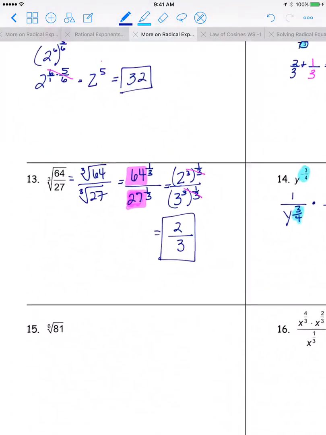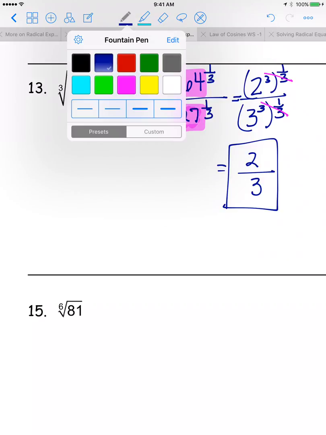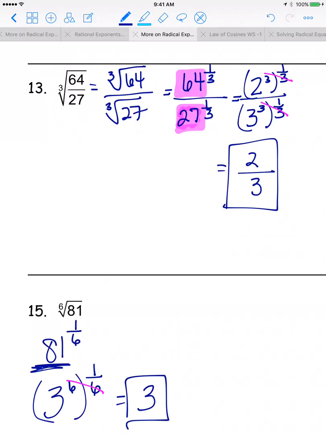Okay, let's see what 15 looks like. So again, I would change this to an improper fraction. So you get 81 to the 1/6. And I would change this base to a smaller base. So it would be 3 to the 4 raised to the 1/6. I'm hoping now that you're getting the hang of this and it's becoming much easier for you. And so these would cancel, and so then we're left with 3 to the 1st, which is just 3. That was not bad at all.